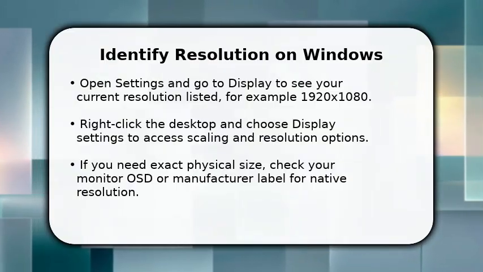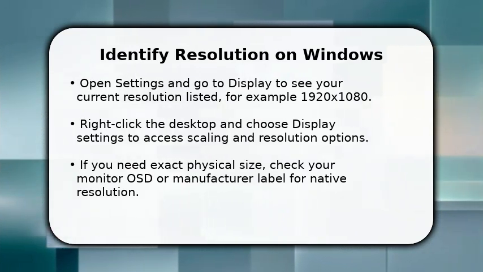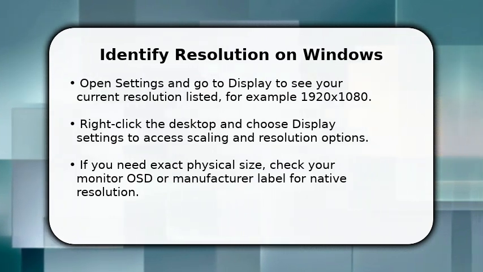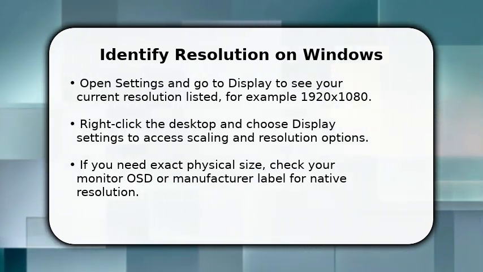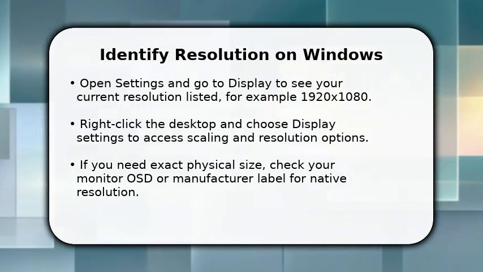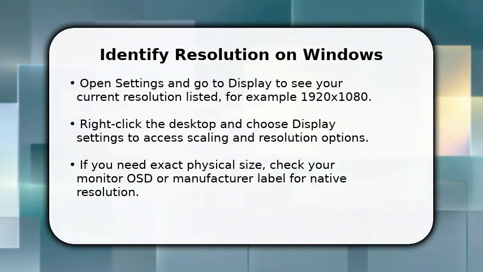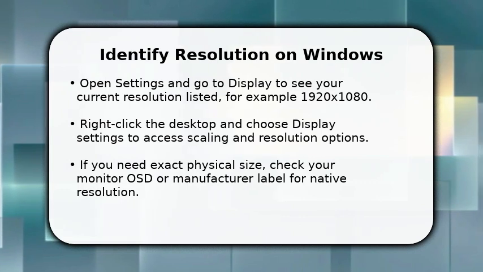Start by right-clicking the desktop to open Display Settings on Windows. In Settings, select System and then Display to view resolution. The active resolution appears as numbers like 1920x1080 or 1366x768. Check the Scale and Layout section to see scaling percentages, such as 125% or 100%.